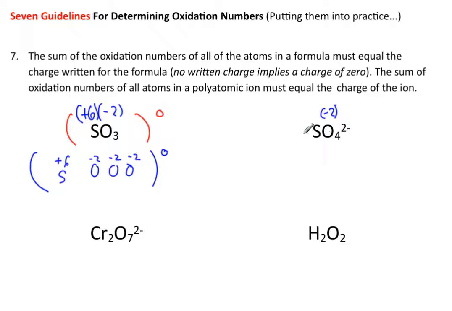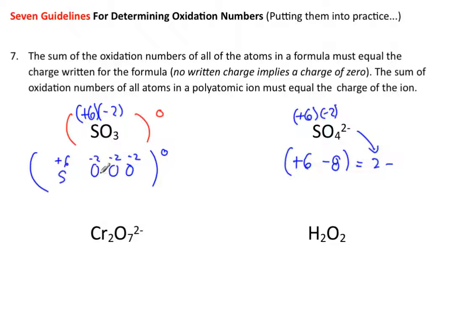So the sulfur, well, the overall charge is -2 for the polyatomic ion. So we have 8- from the oxygen. So we again have an oxidation state of +6 for sulfur, because +6 minus 8 equals 2-, the charge. So that's what it means here. The sum of the oxidation states must add up to the charge.